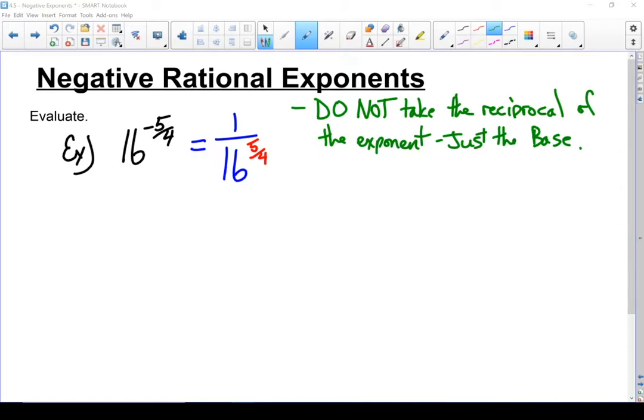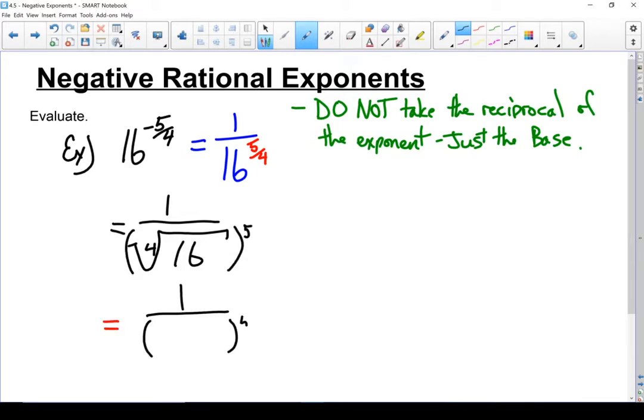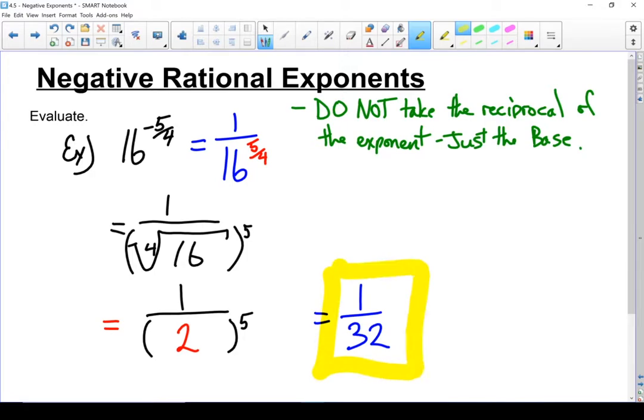Let's finish this off using our rules for rational exponents. The only difference here, it's all going to happen on the bottom. The power of 5 quarters, well, the denominator is a 4, so I'm looking at the 4th root of 16, and my numerator was a 5, so I'm going to take that all to the 5th power. The 4th root of 16 happens to be 2, so now I'm looking at 1 over 2 to the power of 5, and that is going to be 1 over 32. The rules still apply. You just have to remember more of them and still apply them correctly.